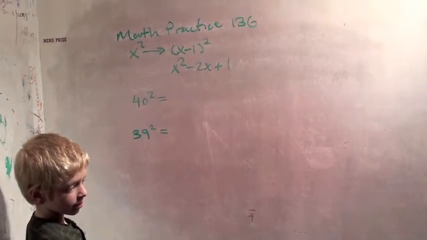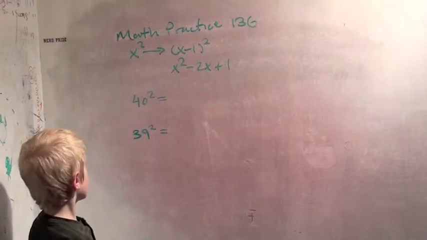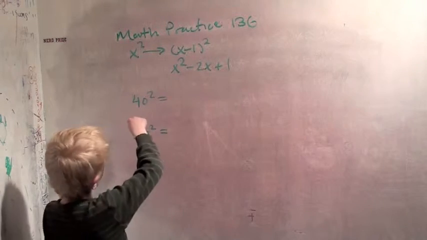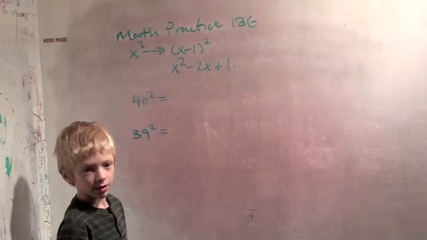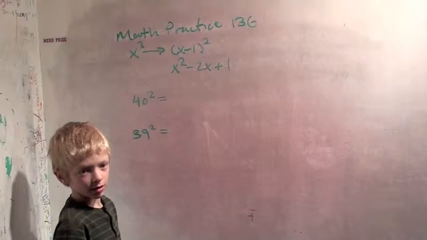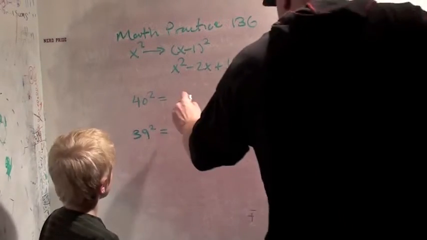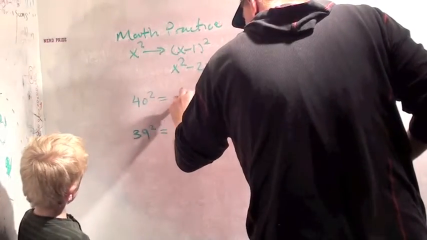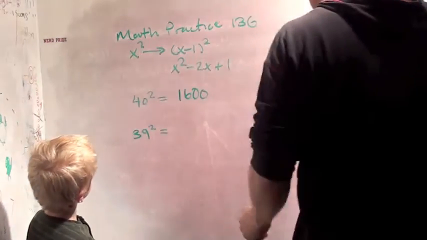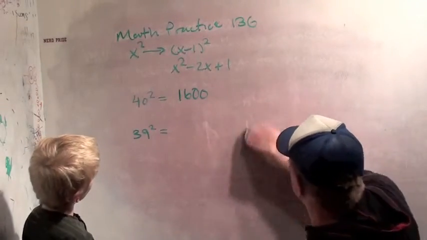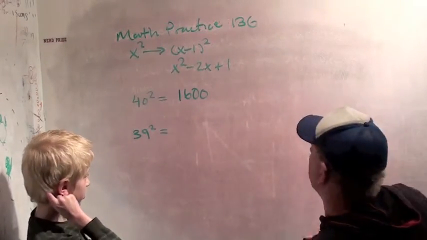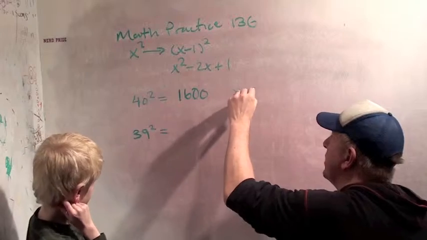1600. Now, how did you figure that out? Because you go 4 times 4, which is 16, and you add 2 zeros. Very good. So this is 1600. And what is x in our equation here? What's the x squared that we know? Well, it's 40. So we're going to say x equals 40.